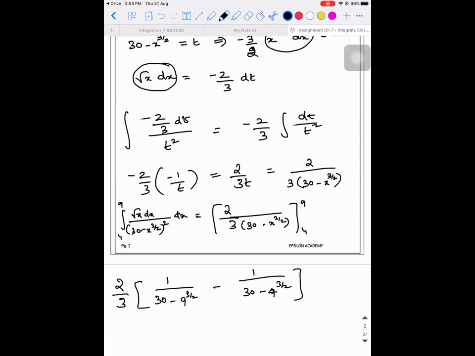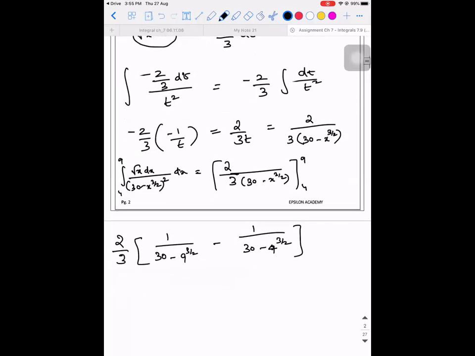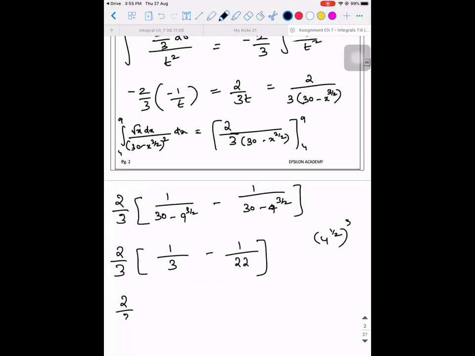Square root of 9 is 3. 3 cube is 27. So 1 by 30 minus 27 is 3, minus 4 power 3 by 2. 4 power 3 by 2 means 4 power half, the whole power 3. 4 power half is 2. 2 cube is 8. 30 minus 8 is 22. So 2 by 3 into 22 minus 3 divided by 66.